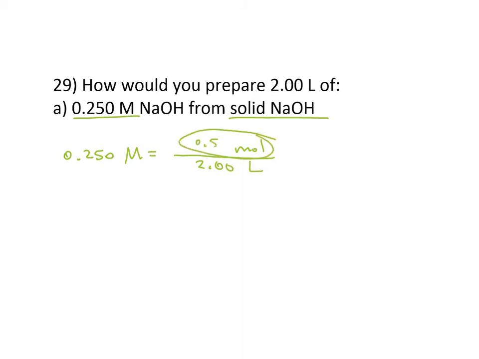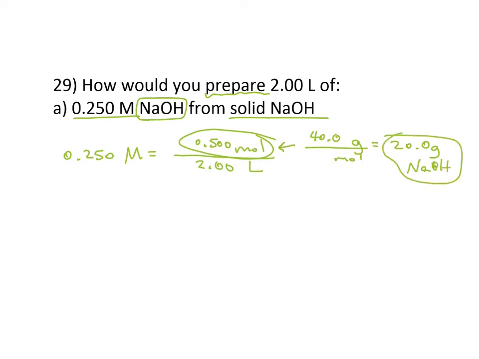Okay, so you think you're done, but you're not quite done because it says how would you prepare 2 liters of this. So how do you prepare it? Well, you can't measure out moles. You have to measure out grams. So you're going to have to convert that. So moles on the bottom, grams on top. NaOH weighs 40 grams per mole. And then when you do that math, you're going to get an answer of 20 grams of NaOH. So the final answer is take 20 grams of NaOH and dissolve in 2 liters of solution. Don't say water, because the solution includes that NaOH.